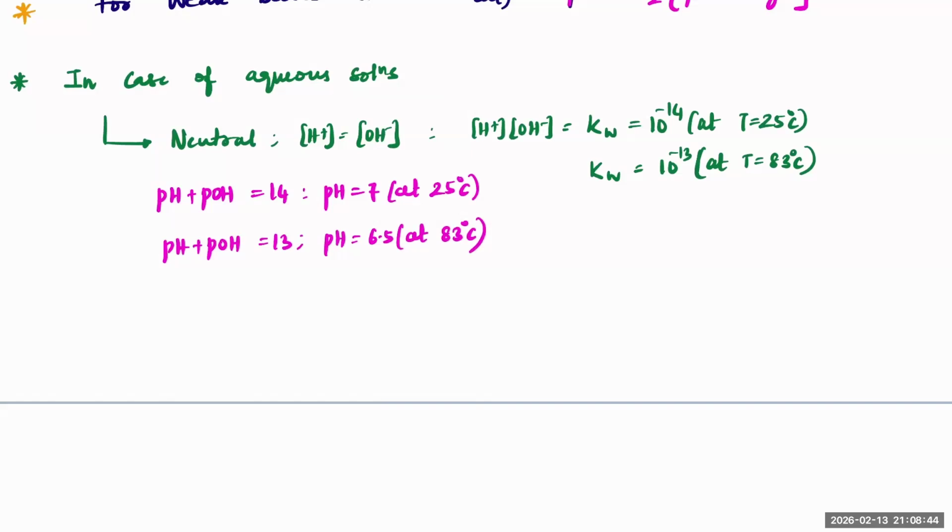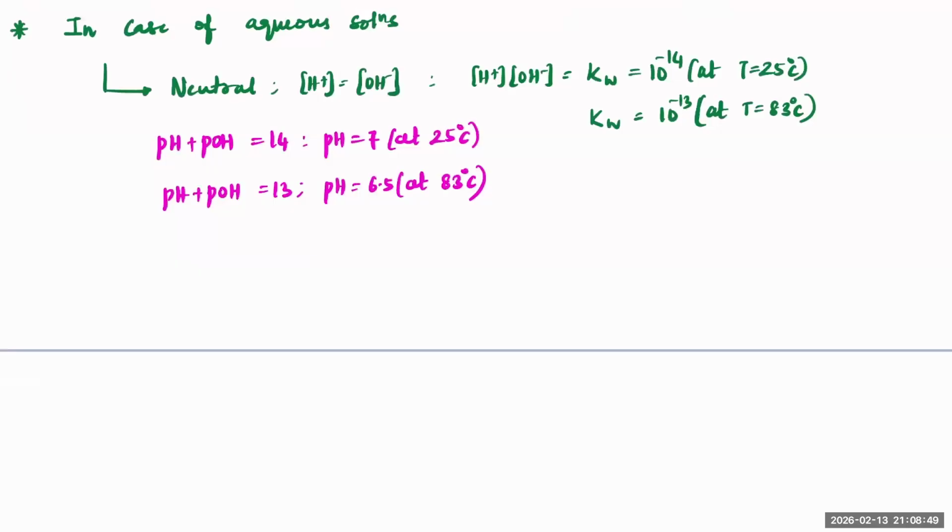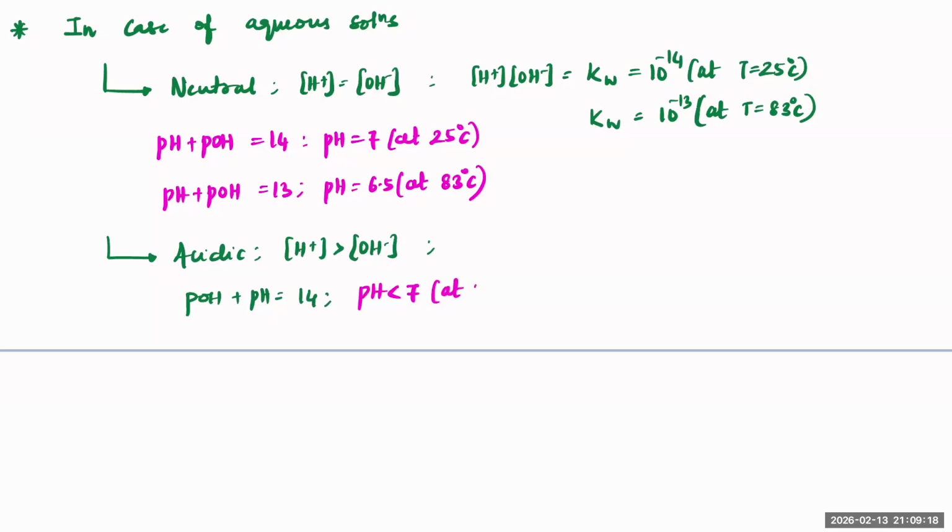By default, everything we do is at 25 degrees Celsius. This is about a neutral solution. Now, what if you have an acidic solution? In case of an acidic solution, we assume that the H plus concentration is greater than the OH minus concentration, correct? But the product of these two should always remain the same, which means pOH plus pH has to be equal to 14, and in that case pH has to be less than 7 at 25 degrees Celsius.